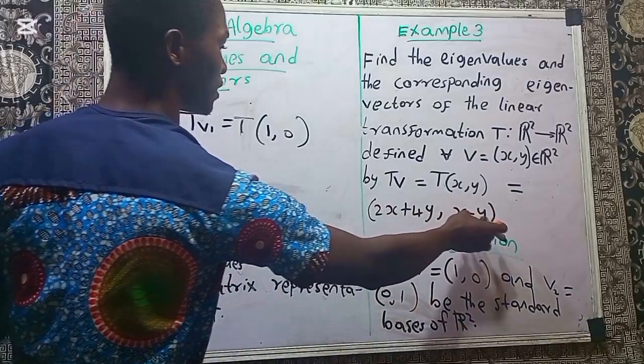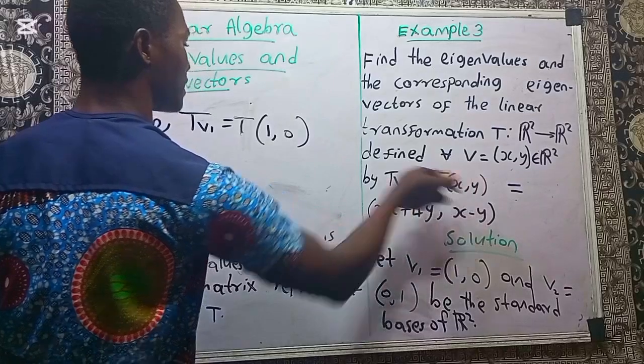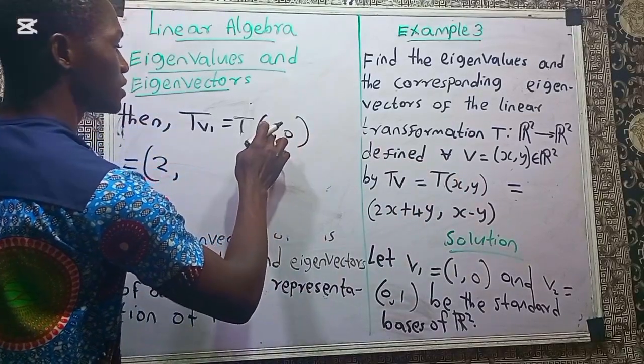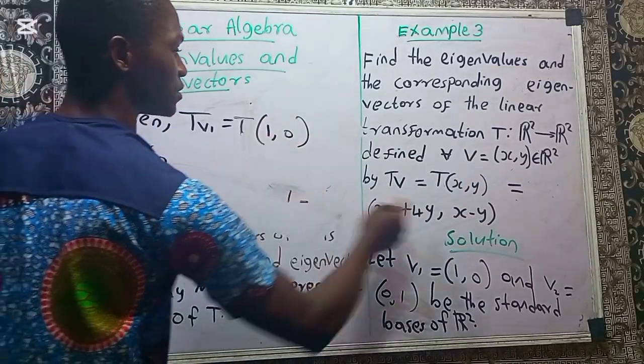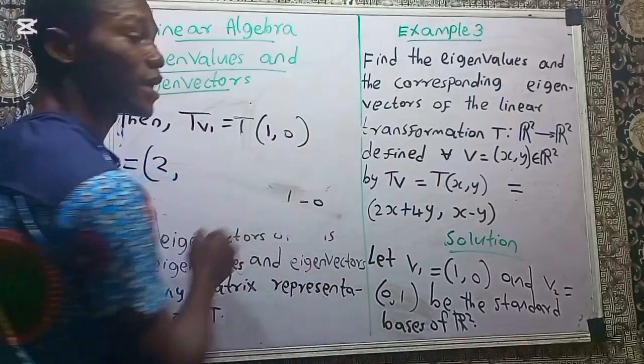Then to get the second entry, the formula says x minus y. What is your x? The first entry of the vector you are transforming. What is the first entry? 1. Minus y, the second entry of the vector you are transforming. What is the second entry? 0. 1 minus 0 is 1.